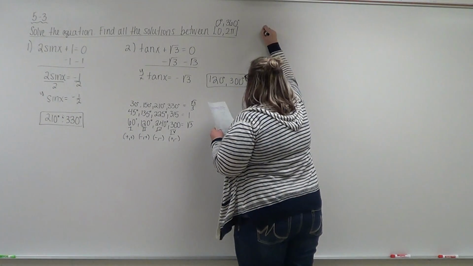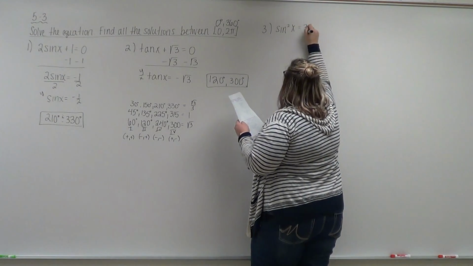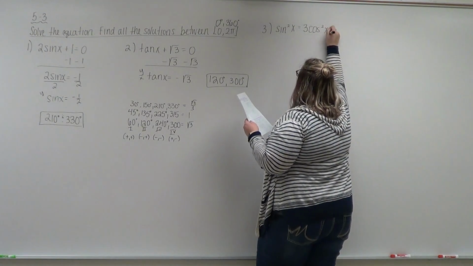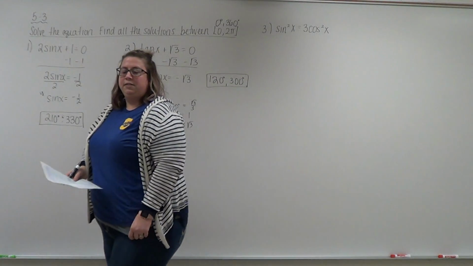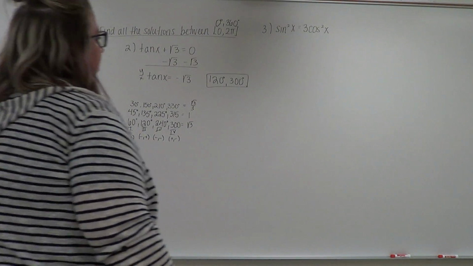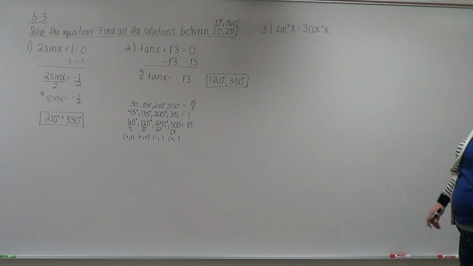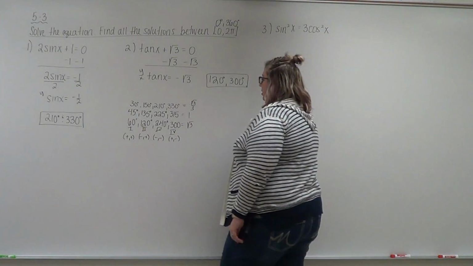Alright, we're gonna do one more. This is the fun one. You said, where's the twist? Here's the twist. What's different about this one? It has two trig functions. You can't have two trig functions, so you're gonna have to replace and get it where you just have one trig function.